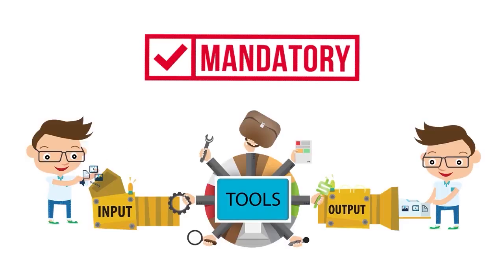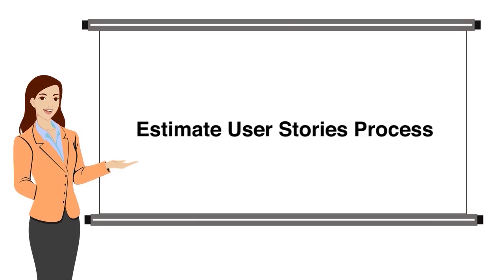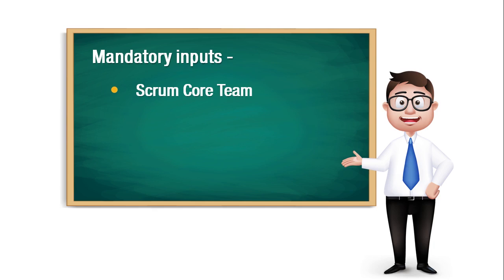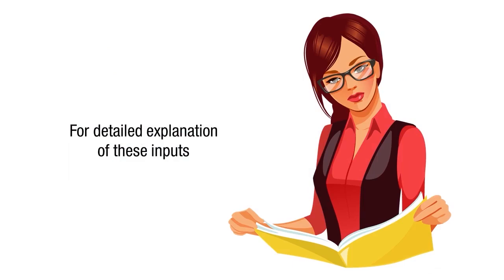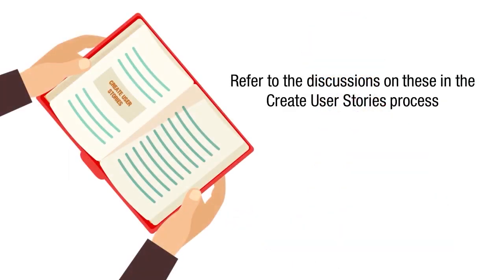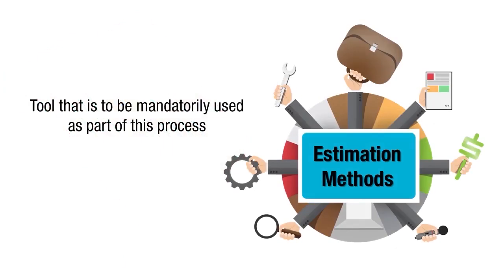Now let's look at the mandatory inputs, tools, and outputs of the Estimate User Stories process. The mandatory inputs are Scrum Core Team, User Stories, and User Stories acceptance criteria. For a detailed explanation of these inputs, please refer to the discussions on these in the Create User Stories process. The tool that is to be mandatorily used as part of this process is estimation methods.